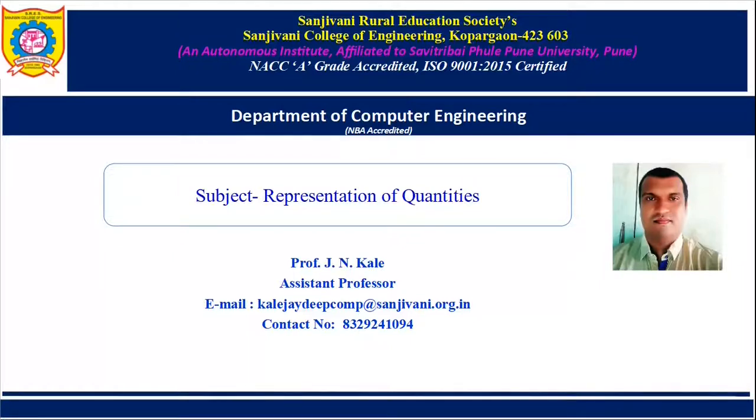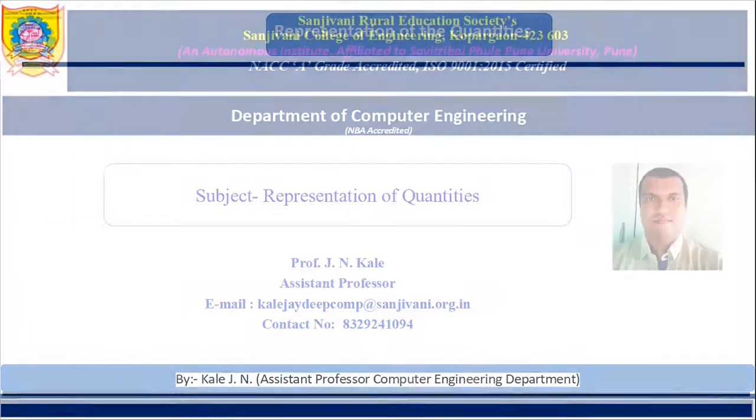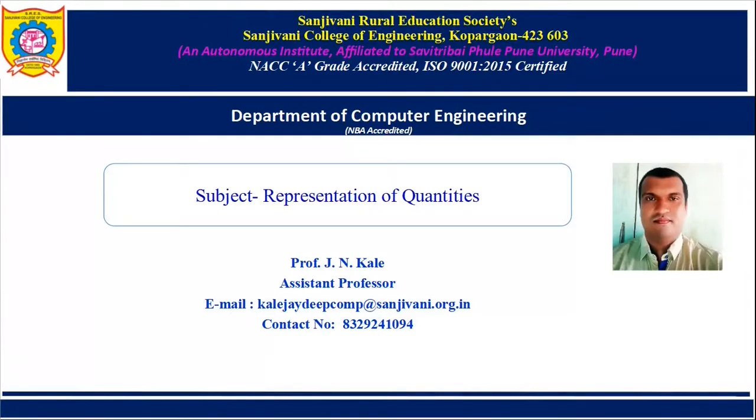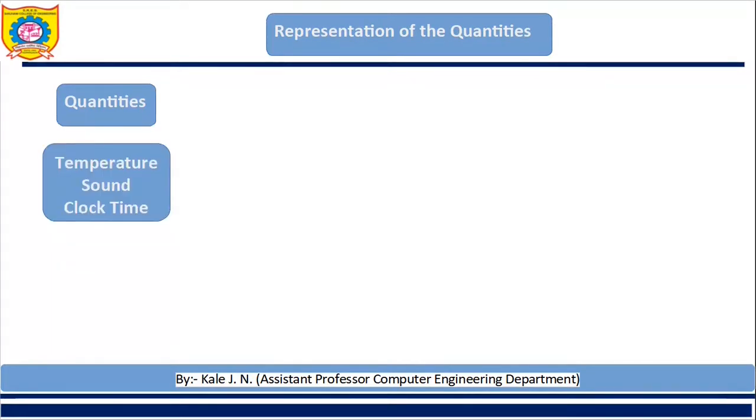The objective of this presentation is to understand analog representation and digital representation of the quantity. So let's start. In most fields of life, it may be science, technology or business, we are constantly dealing with the quantity. Examples of quantity can be temperature, sound, clock time, etc.